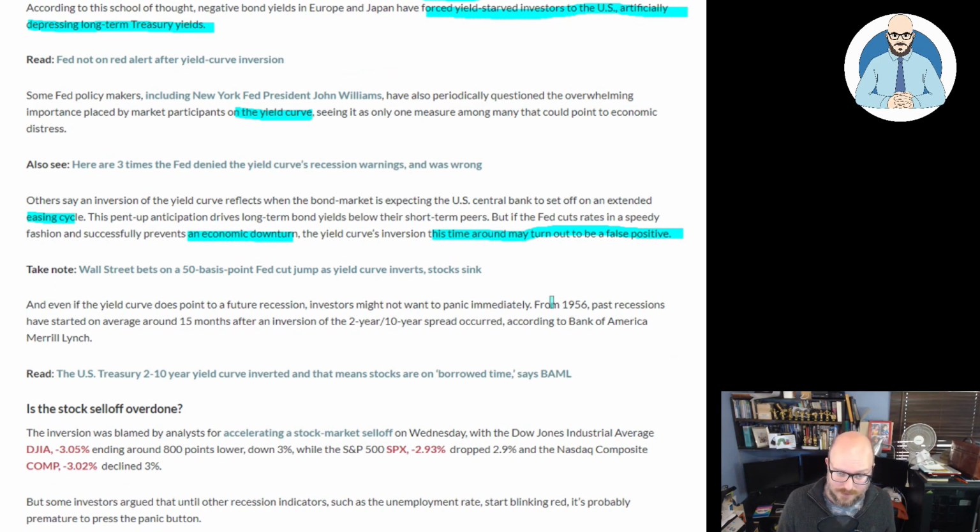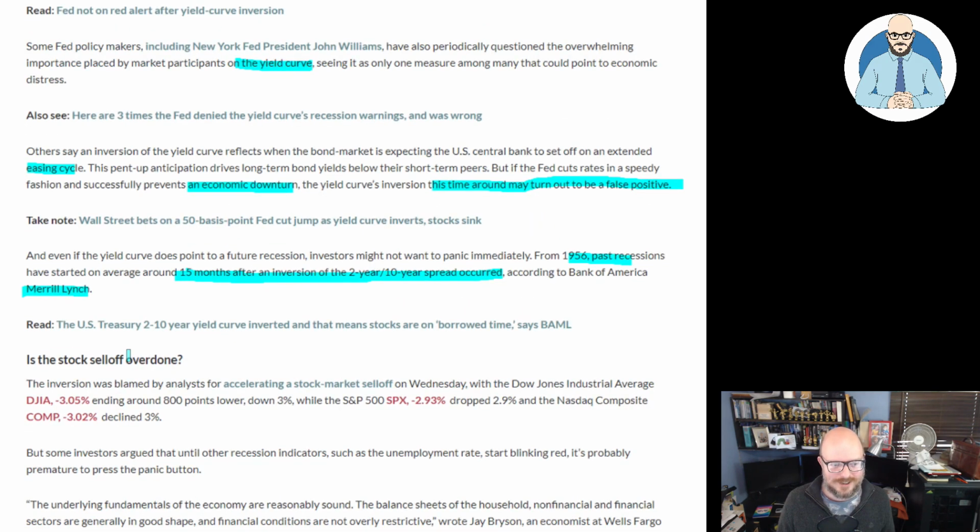And even if the yield curve does point to a future recession, investors might not want to panic immediately. From 1956, past recessions have started on average around 15 months after the inversion of the 2-10-year spread occurred, according to Bank of America Merrill Lynch. So we may have time. Maybe that's it. We've got a 15-month countdown starting from when this inversion occurred.